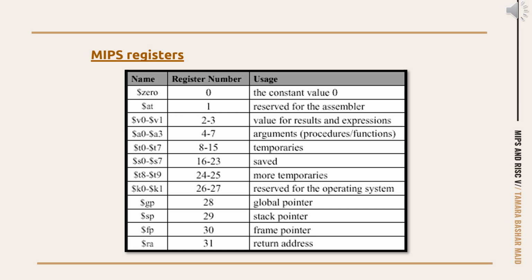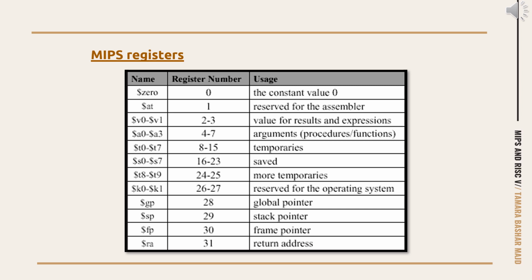The following table shows the MIPS registers. As we can see, there are 32 registers numbered from 0 to 31. The first register, numbered 0, is the constant value 0. The second register, numbered 1, is reserved for the assembler. The third and fourth registers, numbered 2 and 3, are named V0 and V1, and they are used to store the value for results and expressions.